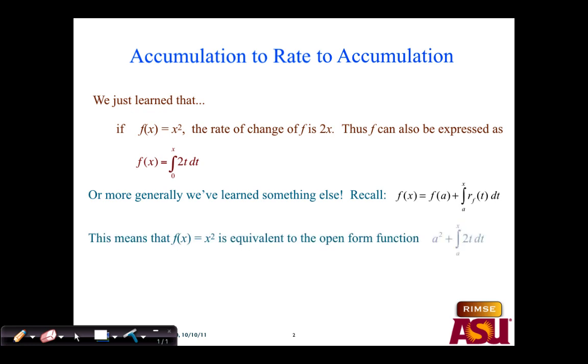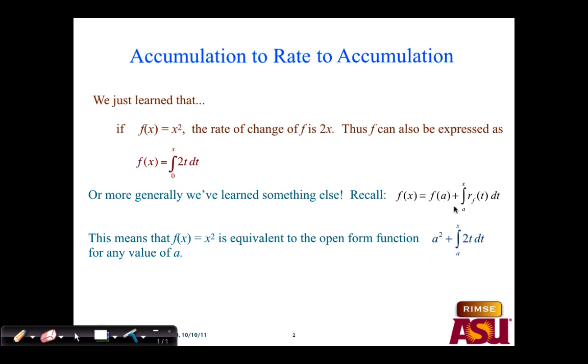I could say in general that f of x equals x squared, this square accumulation of area formula, is equivalent to a squared plus this integral from a to x of the rate function. No, it's a. A is wherever we start accumulation. If I start accumulation at 0, that's area of the square when side length is 0, plus the accumulation onward from that. Or if I wanted to express this in terms of, well, what's the area when the side of a square length is 1? Well, that'd be 1 squared plus the accumulation from 1 onward.